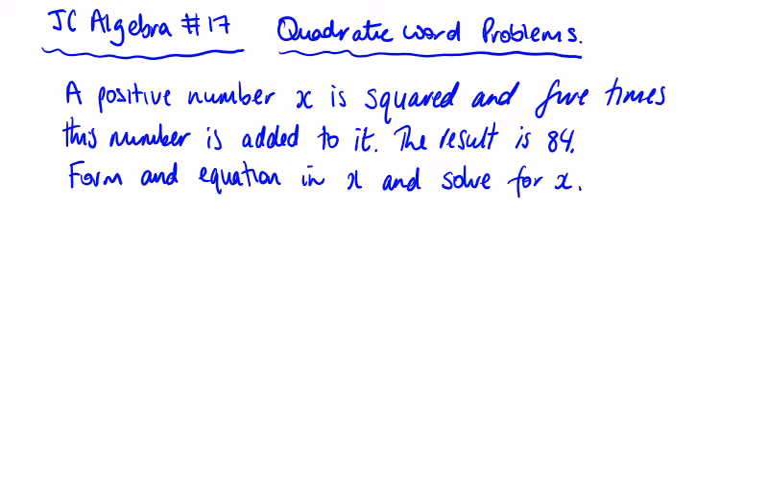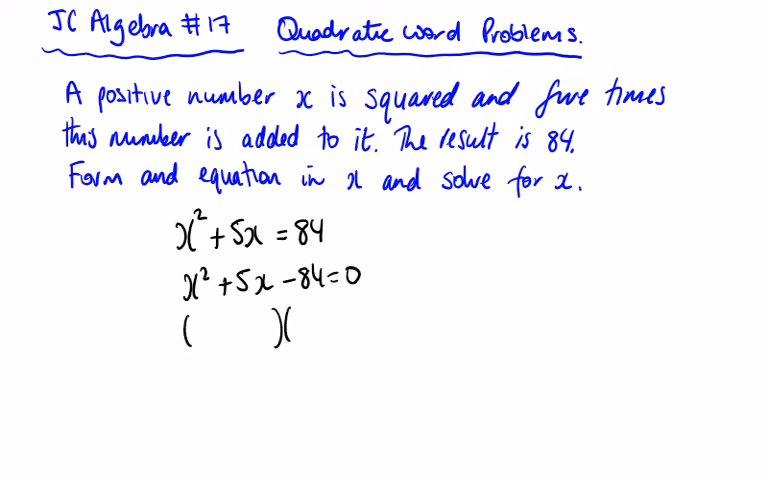So a positive number x is squared, so x squared. 5 times this number is added to it, so plus 5x, and the result, or it equals 84. So that's my equation. Now you're just back to your basic quadratics. x squared plus 5x minus 84 is equal to 0.